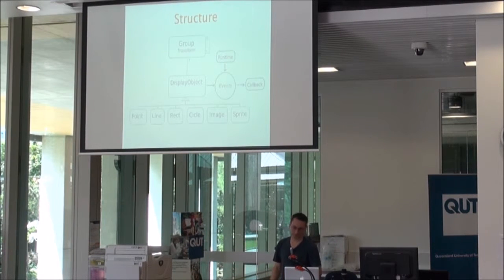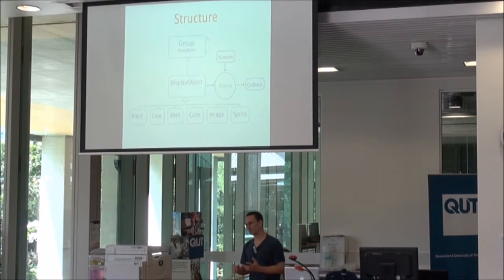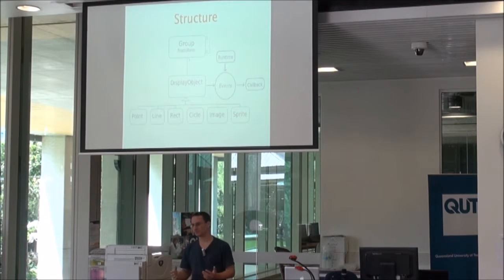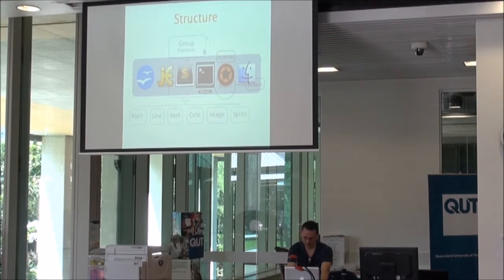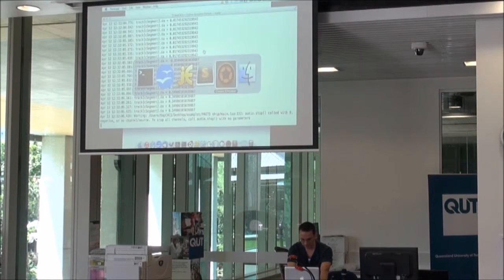And to all those you can assign events. Those can be a runtime event or a callback just to the object. The group works as a transform if you have used Corona. If you have used Unity, it's similar to a transform. So you can move a full array of objects just by using a group. I have an example for that.